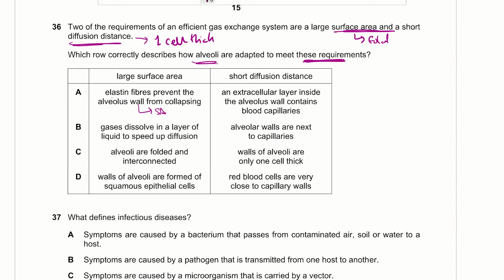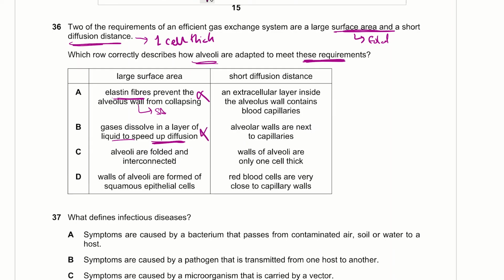So elastin fibers actually help with surface tension. However, this does not increase the surface area. This only prevents the alveoli from collapsing. Therefore, this is incorrect. Gases dissolve in a layer of liquid to speed up diffusion. So this is also not due to the large surface area, so this is incorrect.